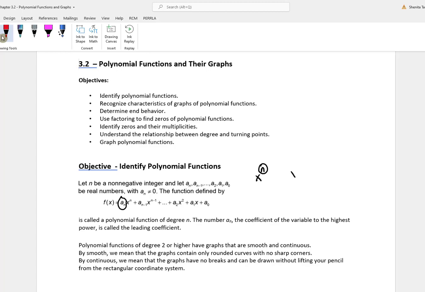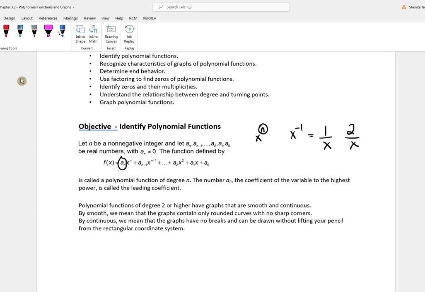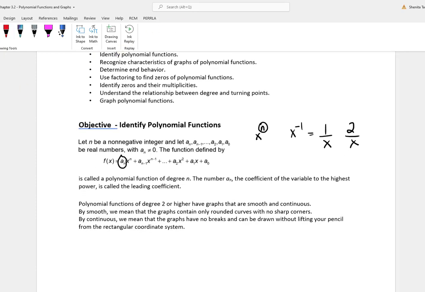If you have a negative exponent, it's written like this, 1 over x. So anytime you see 1 over x or 2 over x, anytime x is in the denominator, that means it has a negative exponent. So if it has a negative exponent, it's not a polynomial function. Otherwise, if it's positive, then it is a polynomial function of degree n. This an is the coefficient of the variable to the highest power, and that's called the leading coefficient.